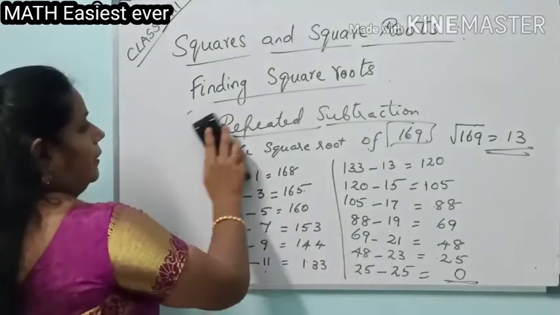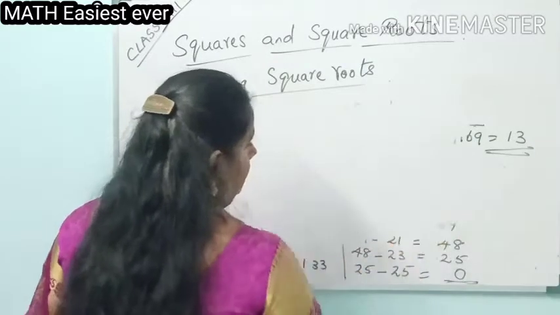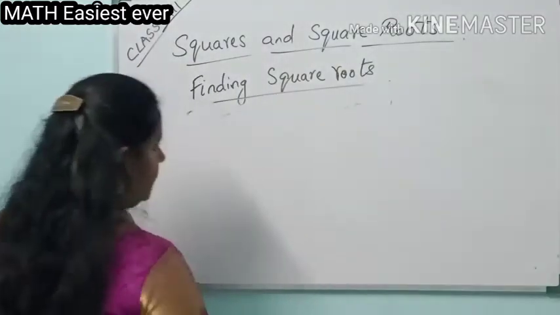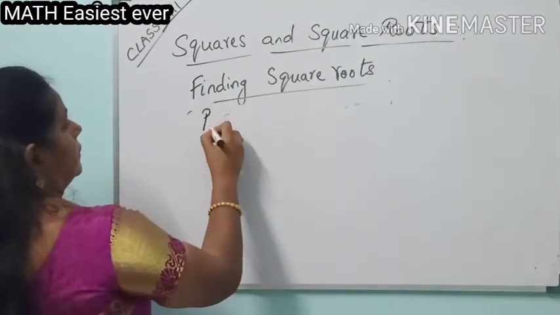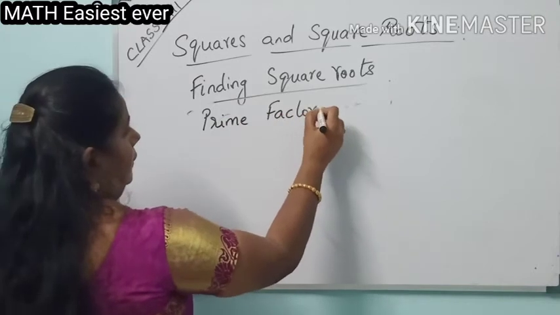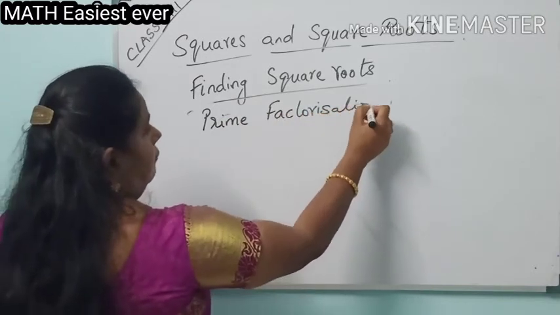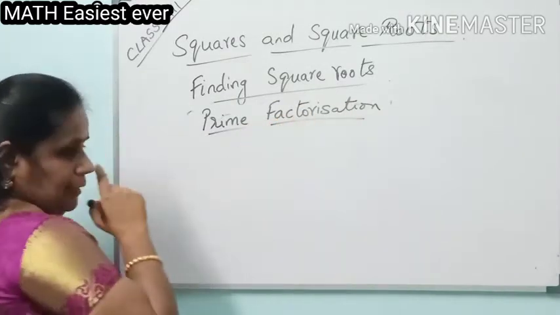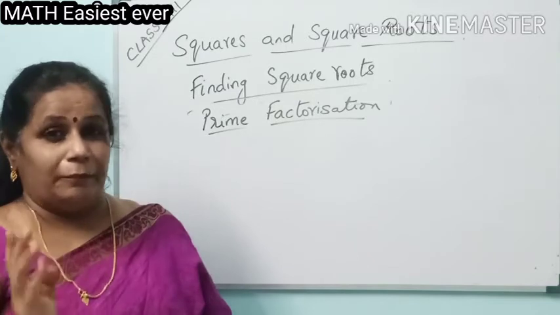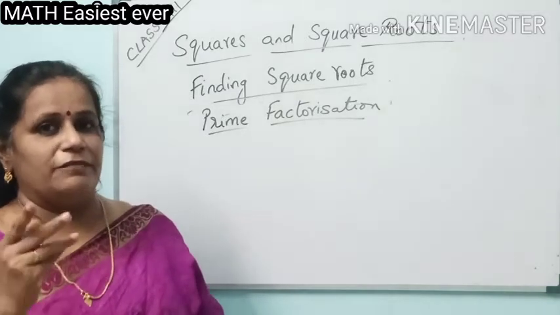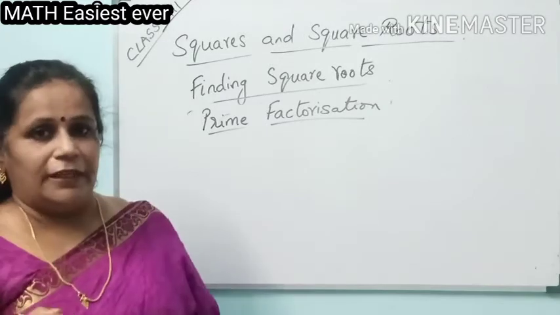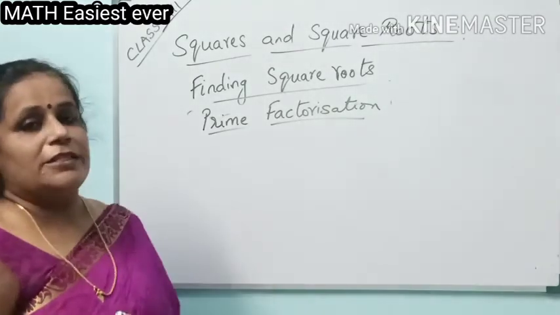The next method is prime factorization method. Okay. The next method we have is prime factorization method. What is the meaning of prime factorization? Prime factorization means you have to divide the given number by prime numbers. Prime numbers 2, 3, 5, 7, 11. Like that, you will be going on factorizing the given number and then find out its square root.